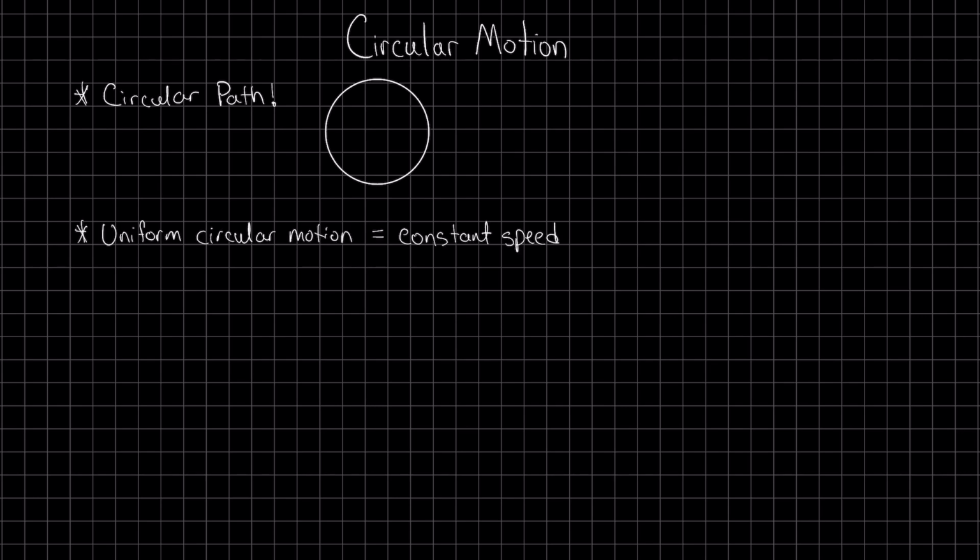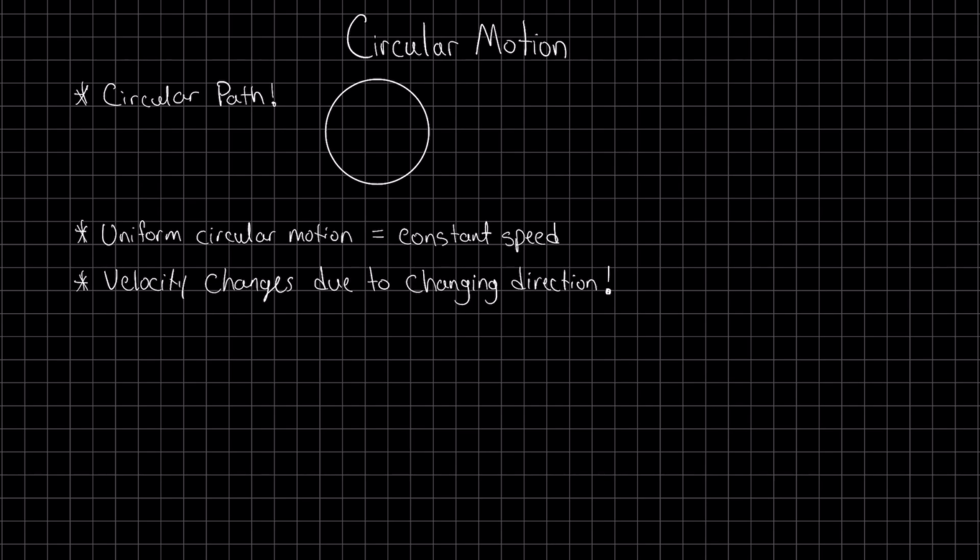Now let's get started. To explore circular motion, let's first define it. Circular motion is any motion where an object travels along a circular path. Today, we'll focus on uniform circular motion, where an object's speed remains constant as it moves around a circle. But notice something interesting. Although the speed doesn't change, the direction does. This means the velocity is always changing, even in uniform circular motion.